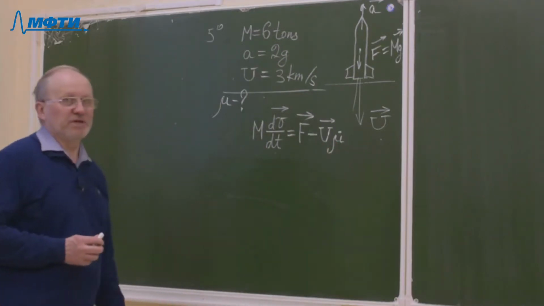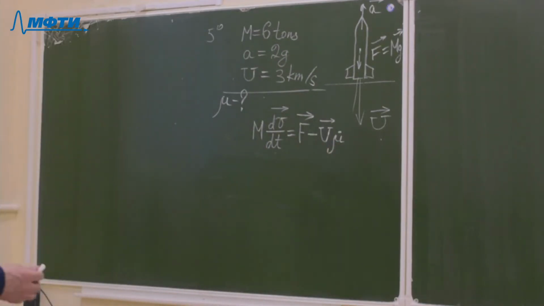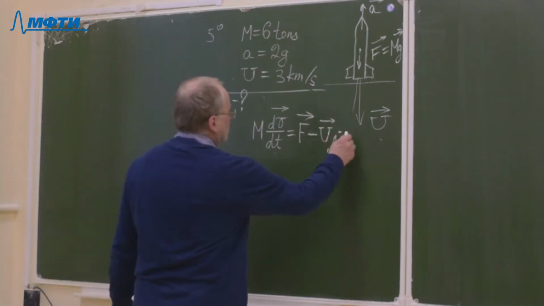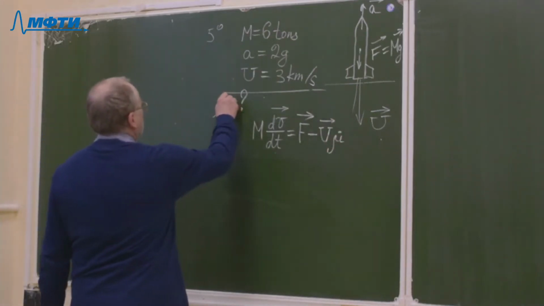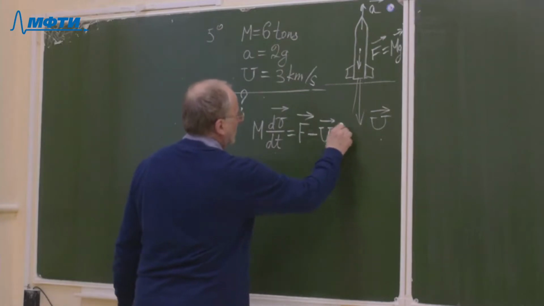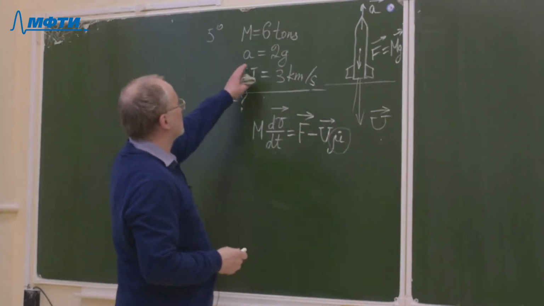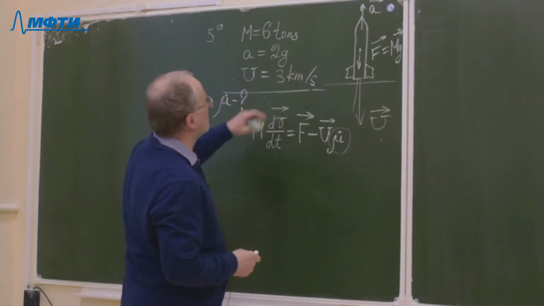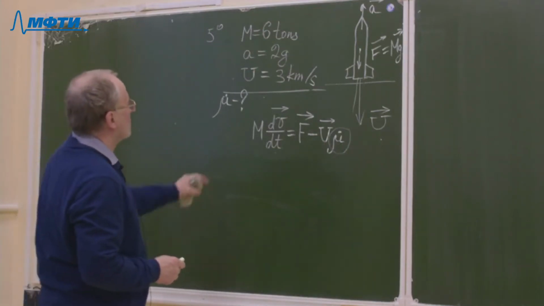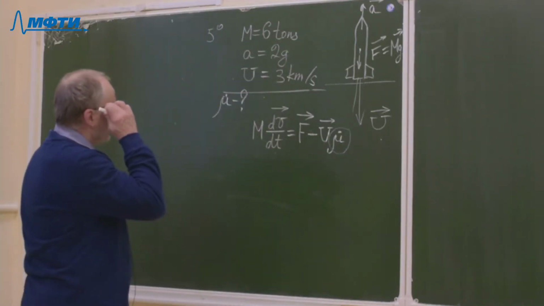Kilograms of fuel spent every second. So we must find this quantity, the consumption of fuel, such that the rocket will accelerate upward with acceleration 2g. How can it be found?